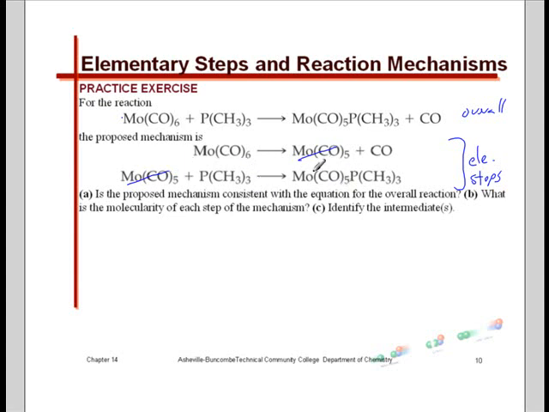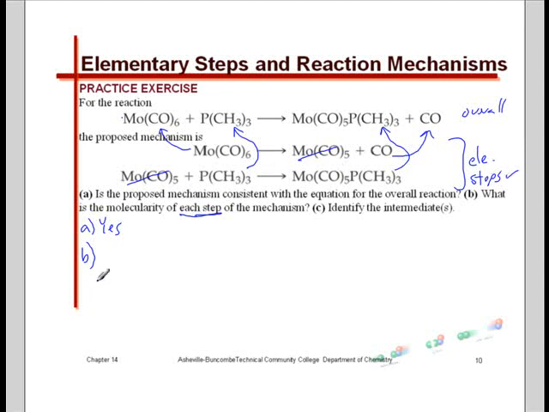And then once you add these two up, you see Mo(CO)6 there, and then the phosphorus compound there. There's our more complicated organometallic, and then there is our carbon monoxide. And so it does add up to the overall reaction. So A is yes. B, what is the molecularity of each step of the mechanism? Okay, so each step of the mechanism referring to these elementary steps.